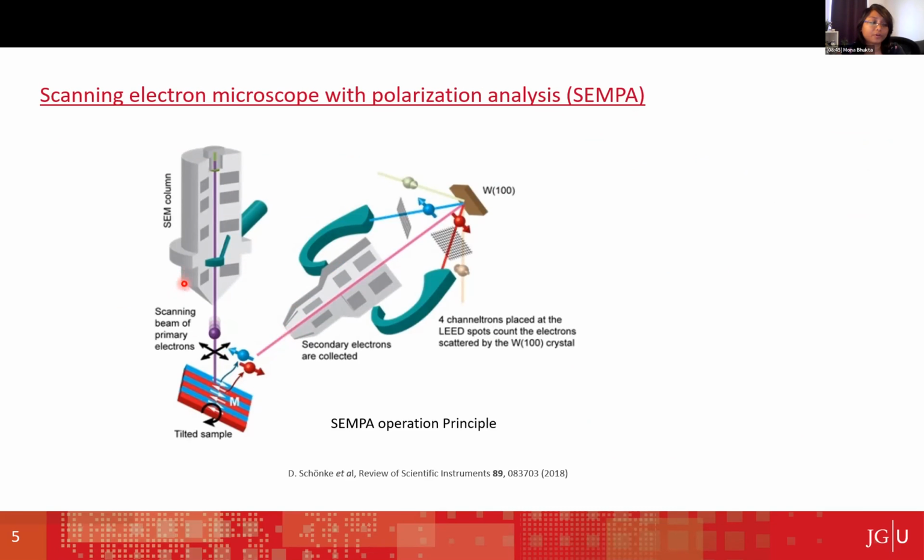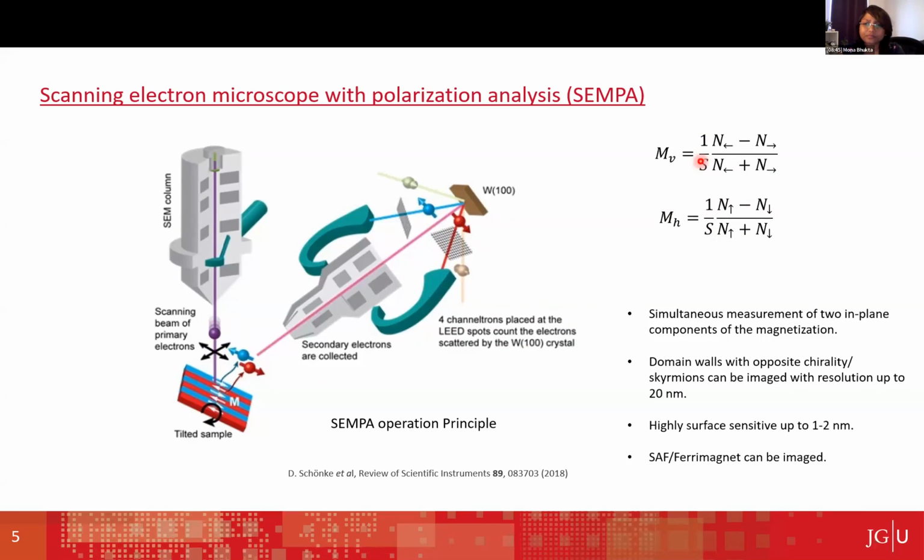The primary electron beam from the SEM column interacts with the ferromagnetic sample and secondary electrons are emitted. As the ferromagnet possesses an inherent asymmetry in its density of states, the population of the outgoing secondary electrons is spin polarized. These electrons enter the detector and are scattered asymmetrically from the tungsten 100 crystal depending upon their spin direction. The scattered electrons are counted by four differential electron detectors placed at the Lead spots, and hence it can help us resolve the magnetization into horizontal and vertical components by counting the numbers with an additional parameter S.